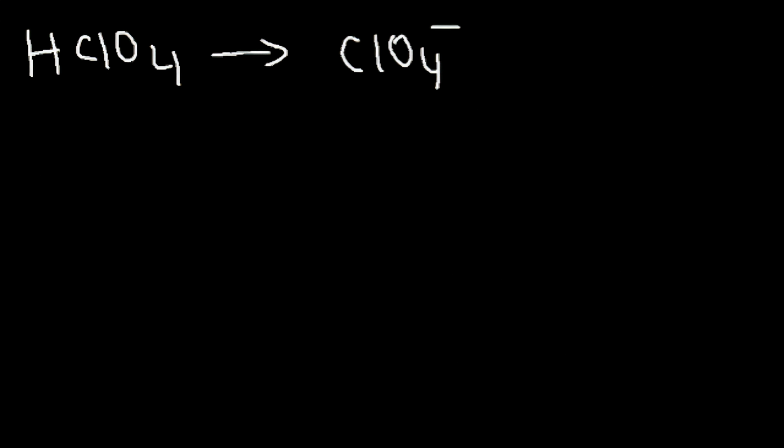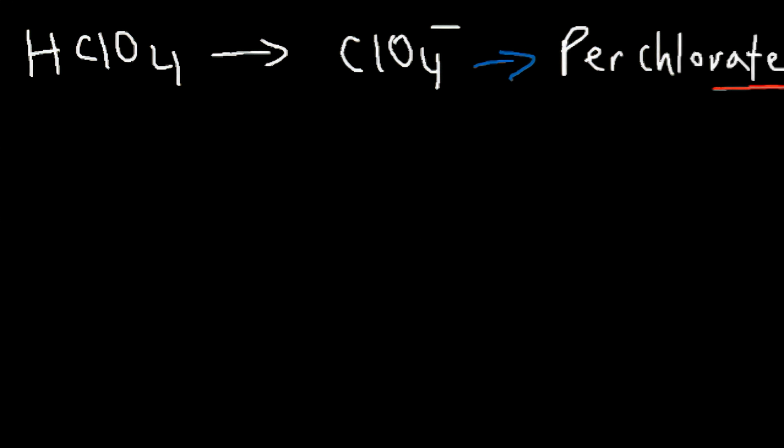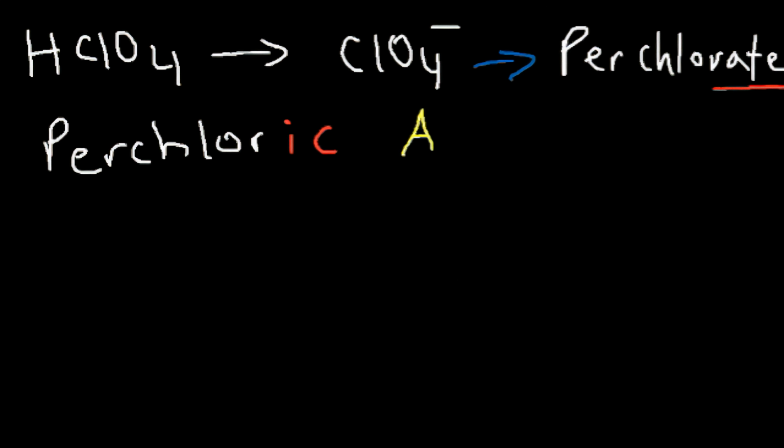Now what about this one? HClO4. How would you name this acid? Feel free to pause the video as you work out this example. The first thing we need to do is identify the polyatomic ion. ClO4 minus is known as perchlorate. So all we need to do is replace the "ate" part with "ic". So this is going to be called perchloric, and then add the word acid to it. So perchloric acid.